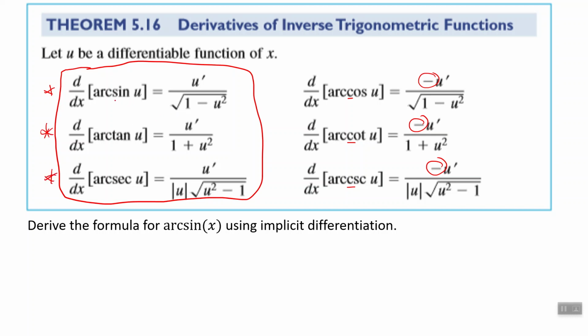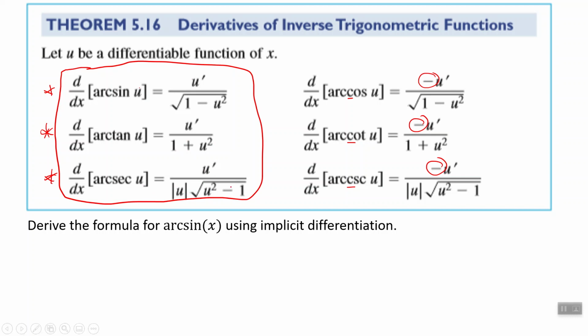The derivative of arcsin is, well, everything's a chain rule. So it's the derivative of the inside divided by the square root of 1 minus the inside squared. Arctangent is the derivative of the inside over 1 plus the inside squared. Arcsecant of something is the derivative of the inside over the absolute value of the inside times the square root of the inside squared minus 1.